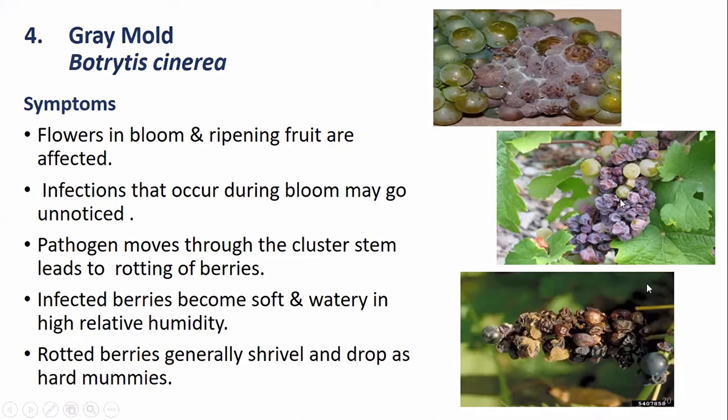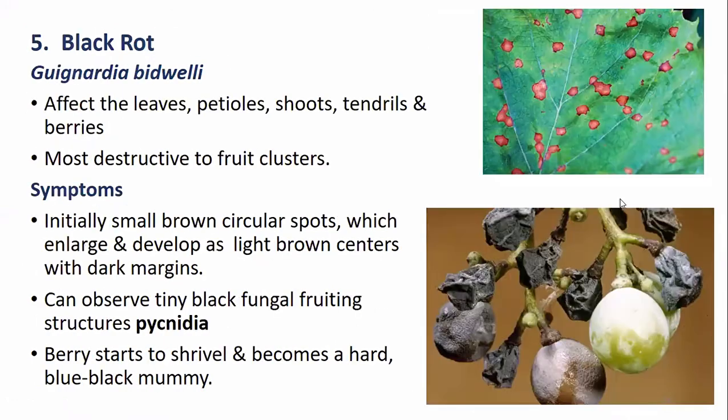Black rot, Guignardia bidwellii, affects leaves, petioles, shoots, tendrils and berries. Leaves, petioles and shoots are mostly affected by black rot. It is most destructive to fruit clusters. On the fruit clusters you can see small brown circular spots appear. These small brown circular spots enlarge and develop a light brown center with a dark margin.